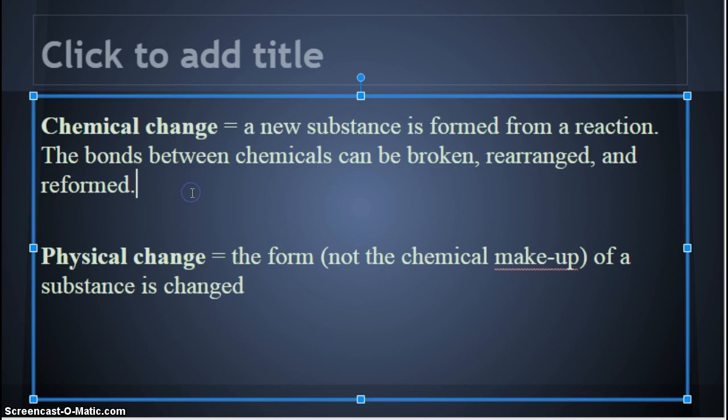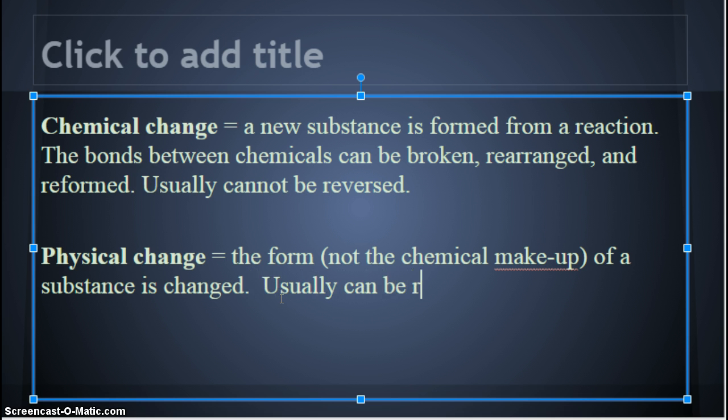Now, for some reason, people sometimes like to focus on "cannot be reversed." That's not true because, for example, we can take hydrogen gas and oxygen gas and make water. We can take water and separate it back into hydrogen gas and oxygen gas. So we could say chemical changes usually cannot be reversed, but not always. And for physical changes, you could say they usually can be reversed.